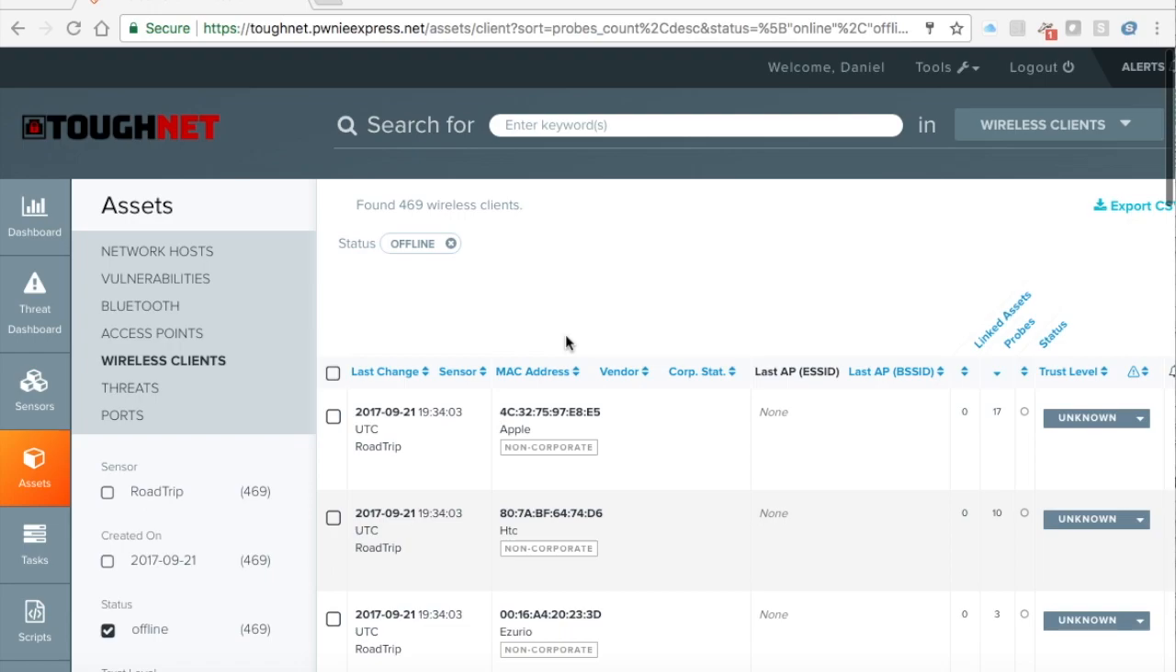Hey guys, so I just wanted to go over essentially what we had found as we were driving down the road with our sensor picking up different wireless assets, and what potentially we could do with that information. So if you haven't seen it before, and I'm assuming you haven't, right?